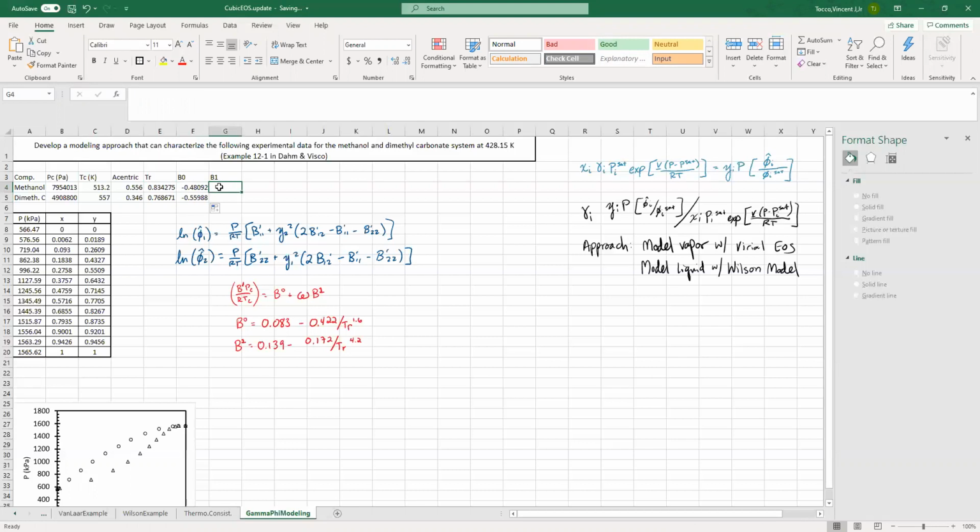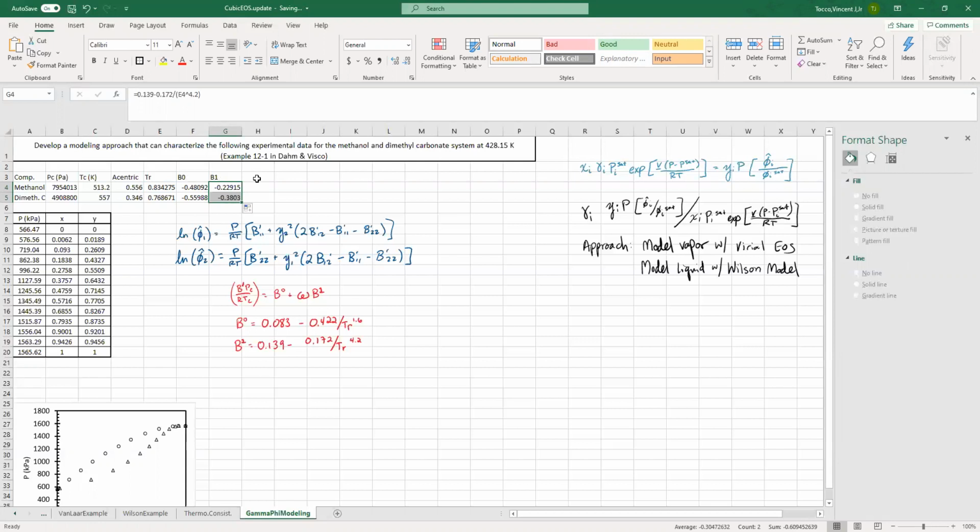Drag that down. And B1 is 0.139 minus 0.172 divided by critical. Forgot the equal sign again. Equal sign, reduced temperature to the 4.2. Enter. All right, now we've got B0 and B1.